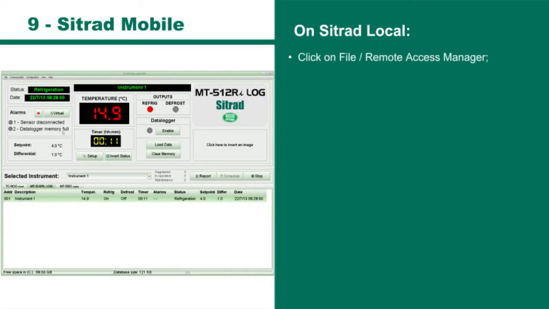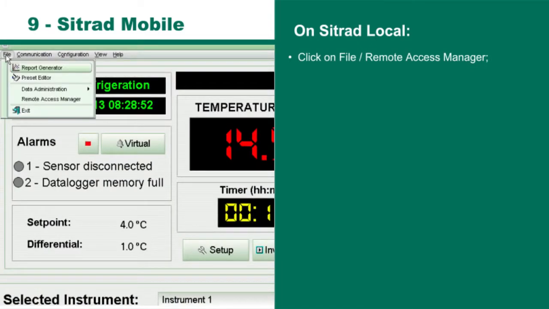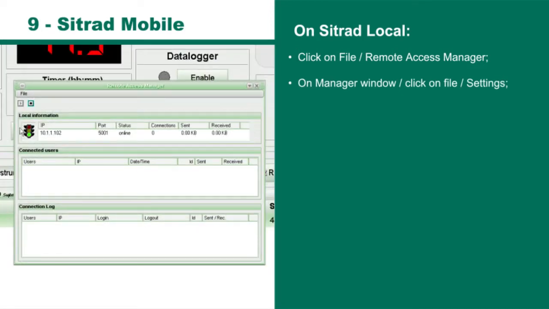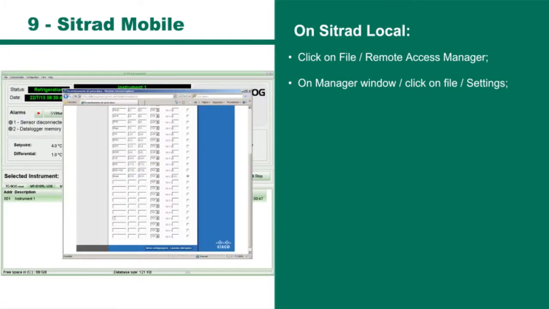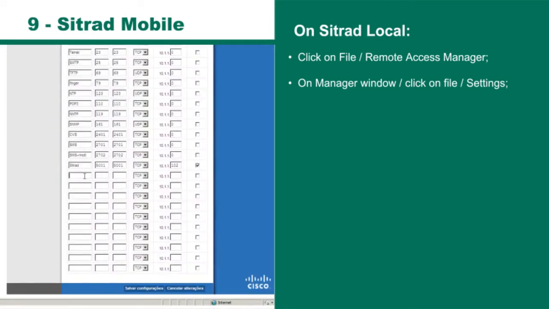On Sitrad Local, click on File, Remote Access Manager. On the Manager window, click on File, Settings. Note that Sitrad directs the mobile access to port 5010. We need to access the modem again. Repeat the process of creating the port for Sitrad Local, but now add the port 5010 for mobile and direct it to the same IP of 5001.